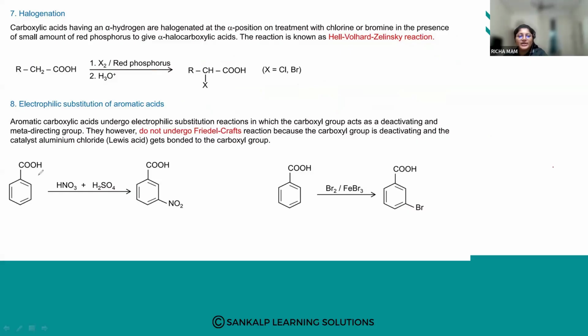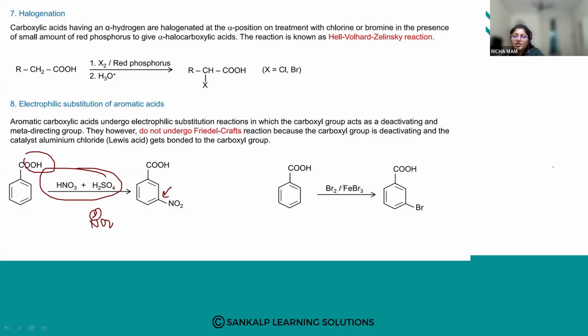Next, we are going to see the electrophilic aromatic substitution reaction. Aromatic carboxylic acids undergo electrophilic substitution reaction. This carboxylic group acts as a deactivating group and is meta-directing. So it will not undergo the Friedel-Crafts reaction. First we are doing nitration. The nitrating agent is HNO3 and H2SO4, so the nitronium ion is generated. This nitronium ion is directed to the meta position.